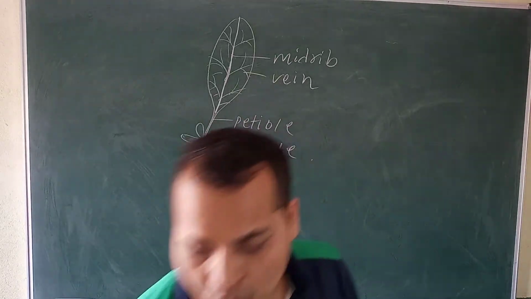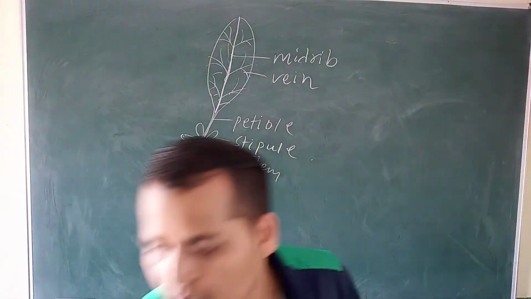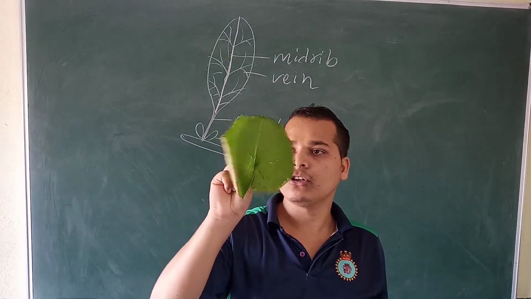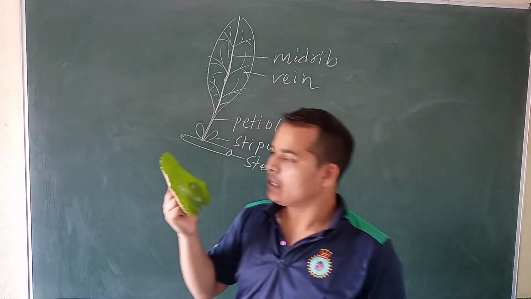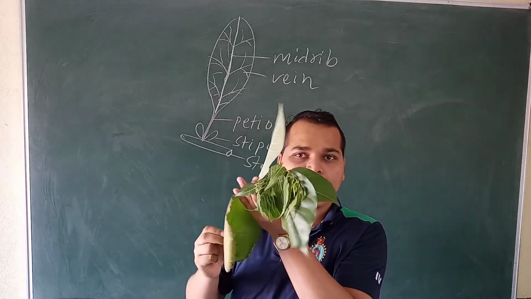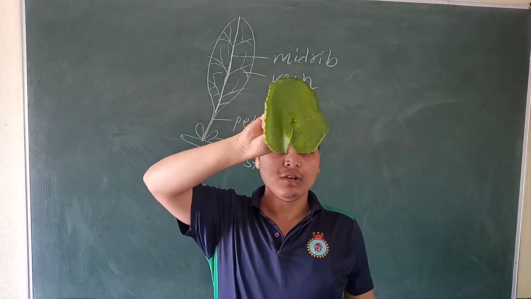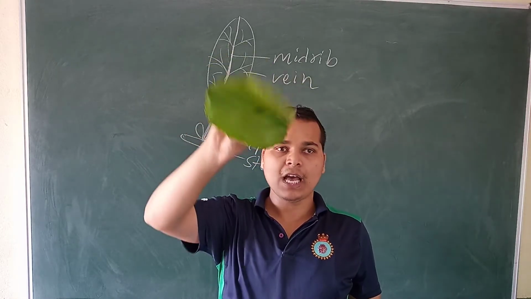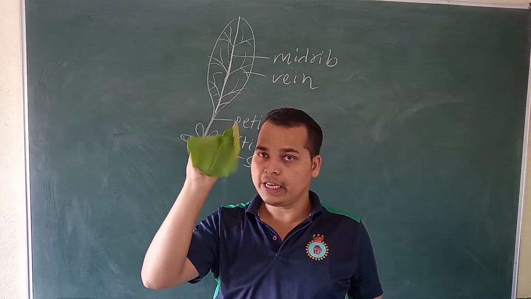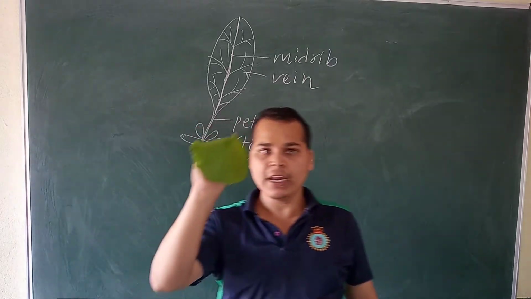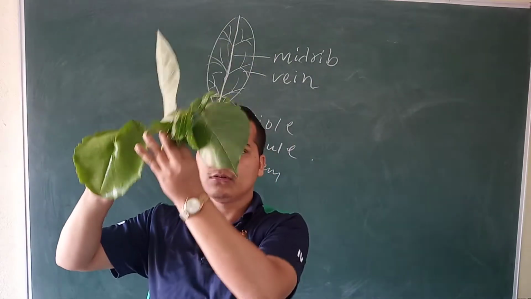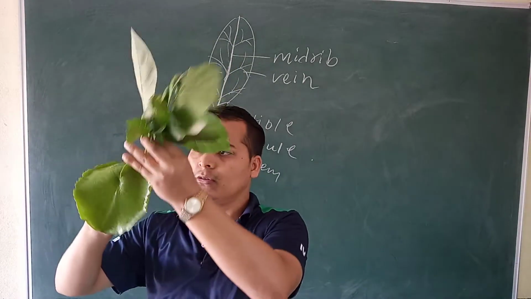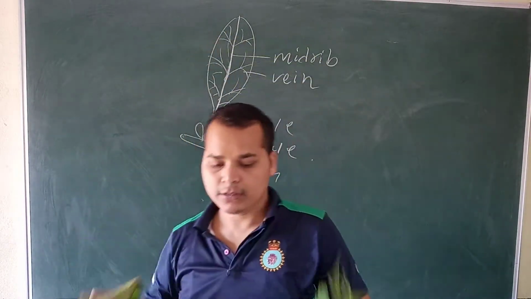So see, this is the structure of a water lily. The leaf blade looks circular. Yes or no? This leaf, the water lily, has a very large blade.